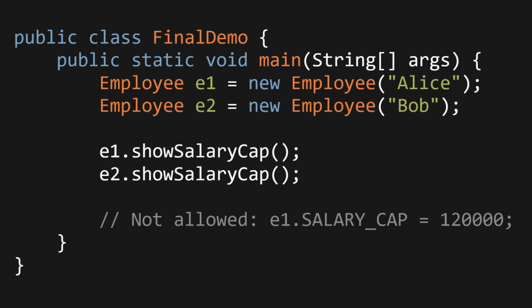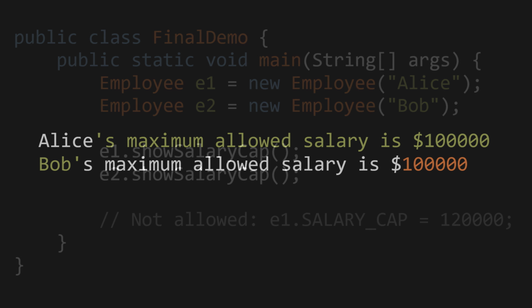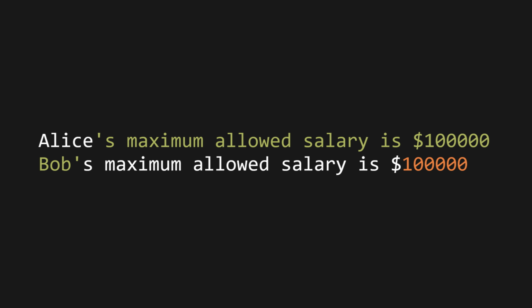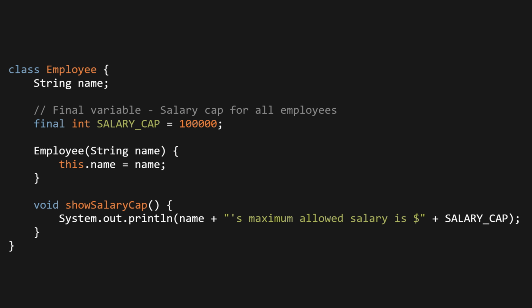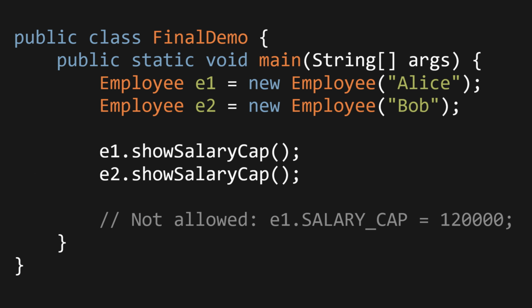e1.showSalaryCap(); e2.showSalaryCap(); and the output will be Alice max allowed salary is $100,000, Bob's max allowed salary is $100,000. In here, we set salaryCap as final. It can't be changed once given. If you try to set it to 120,000, Java will throw an error.